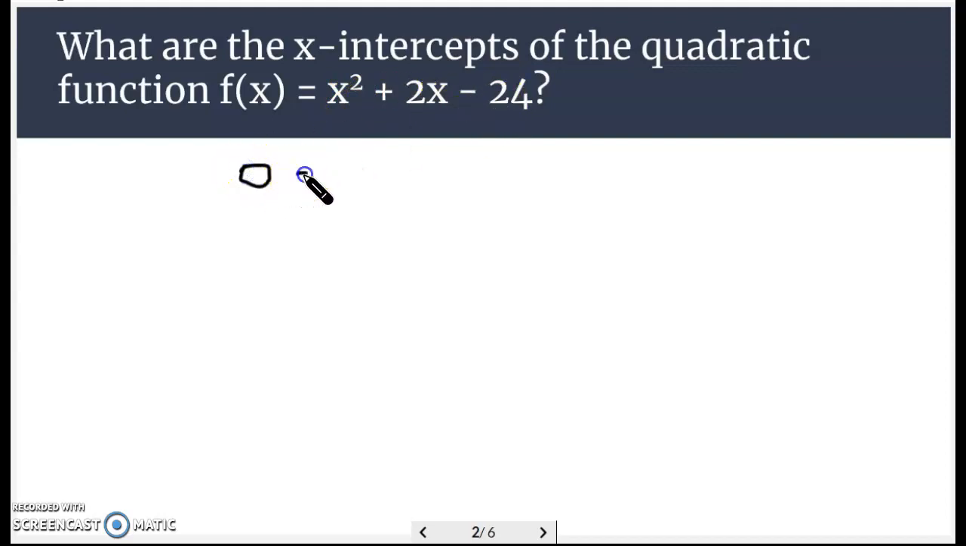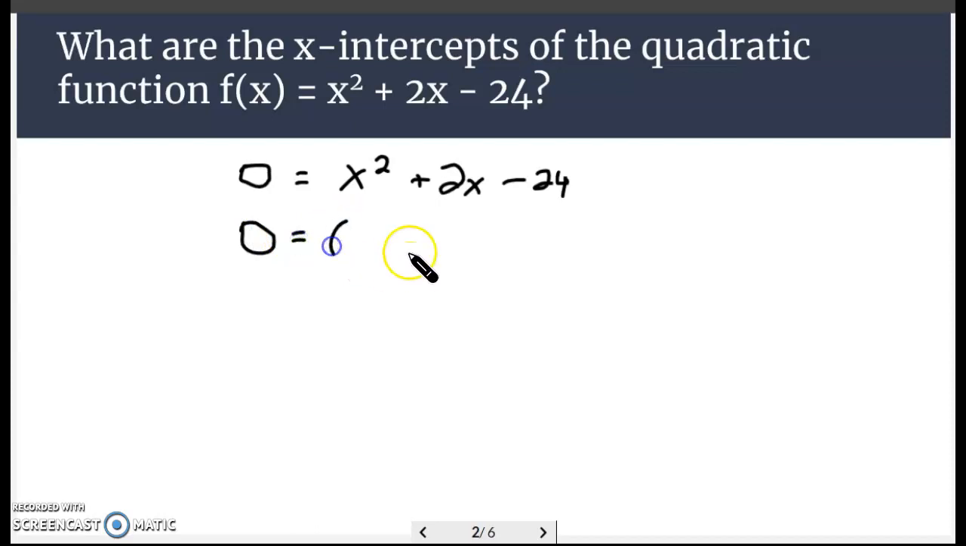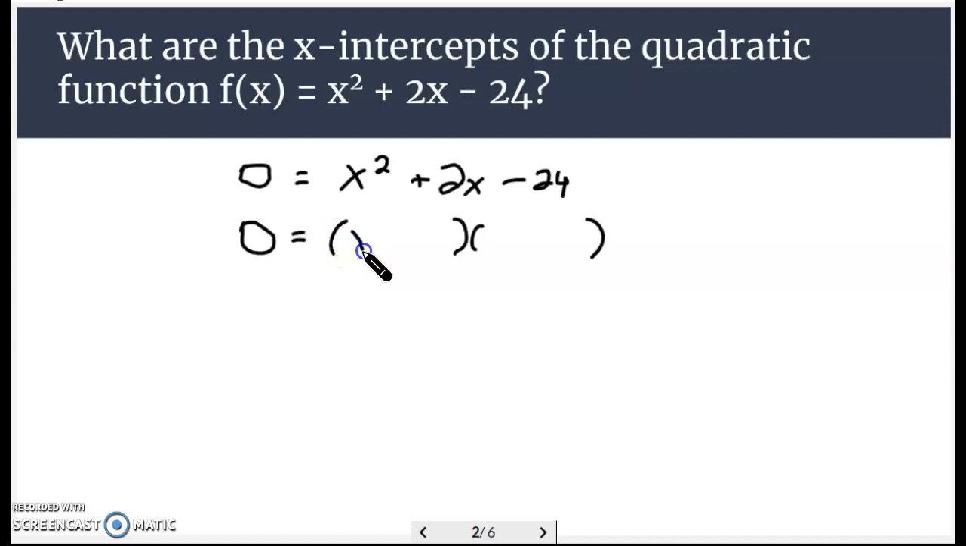Well, to find the x-intercept, if you were to graph it, would mean setting the function equal to 0, which is what I'm going to do here. Then I'm going to factor this, and I'm going to factor it by asking the question, what factors of negative 24 add up to positive 2? And that would be a positive 6 and a negative 4. You think about it, negative 4 times 6, negative 24, negative 4 plus 6, positive 2.